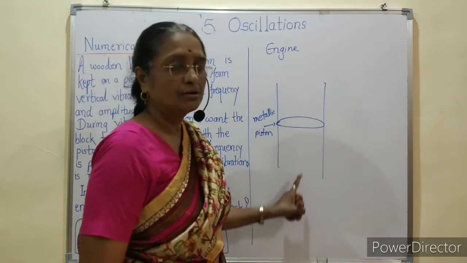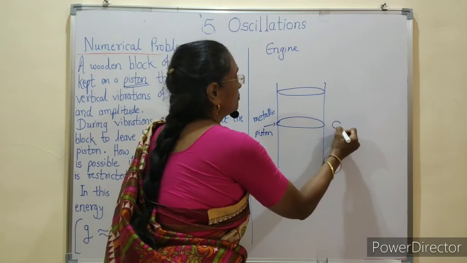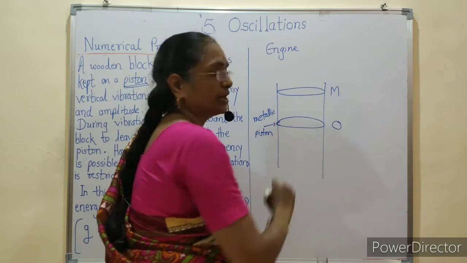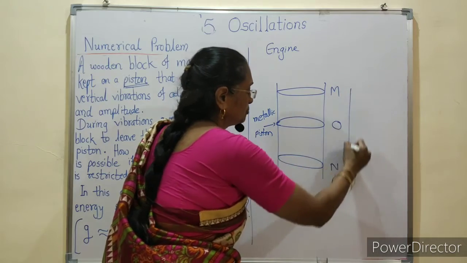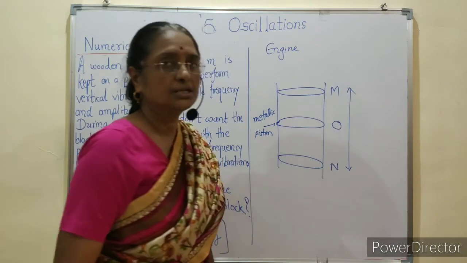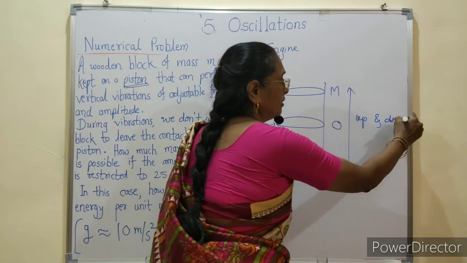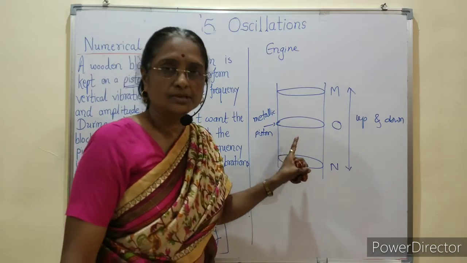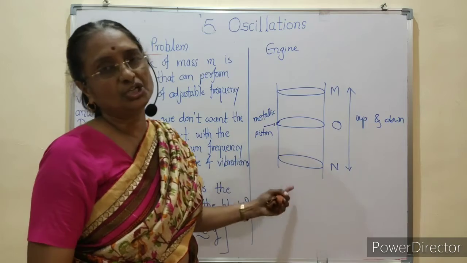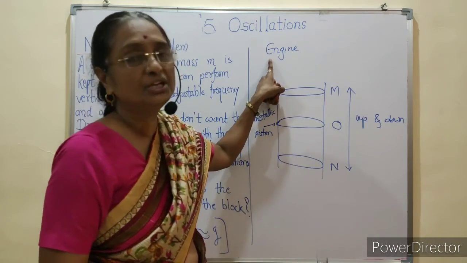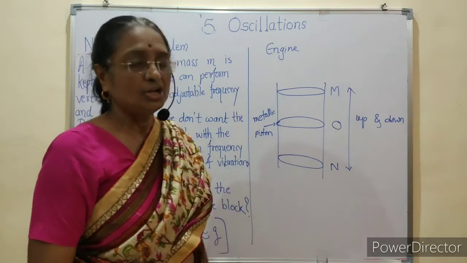This piston moves up and down. So if the original position is denoted by M, the upper extremity by M, and the lower extremity by N, this motion is up and down. As there is up and down motion, it possesses some energy due to vibratory motion, and that energy is supplied to other parts of the engine. So this is one of the most important parts in the engine.